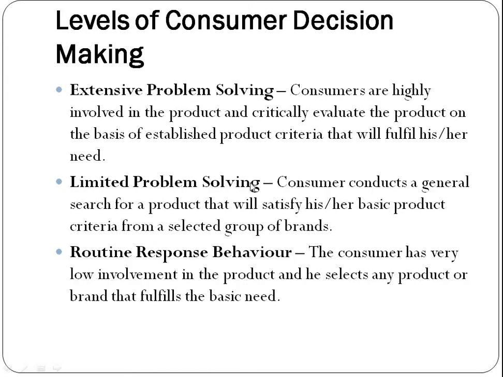Next, what are the levels of consumer decision making? There are 3 levels. The first one is extensive problem solving. Customers are highly involved in the product and critically evaluate the product on the basis of established product criteria that will fulfill his or her need. This happens for expensive products. Might be a car, might be an LED TV, might be a house to buy, might be a property to buy, something where he extensively or critically evaluates a product.